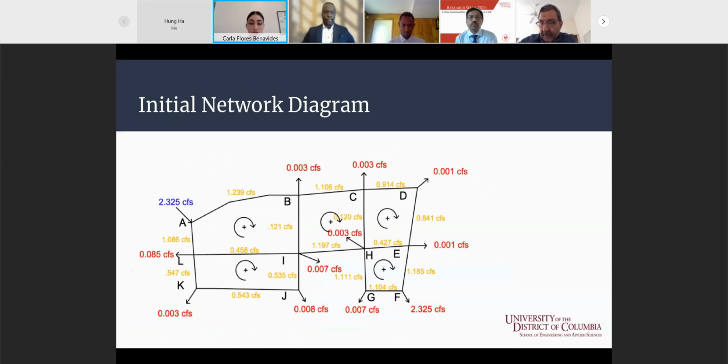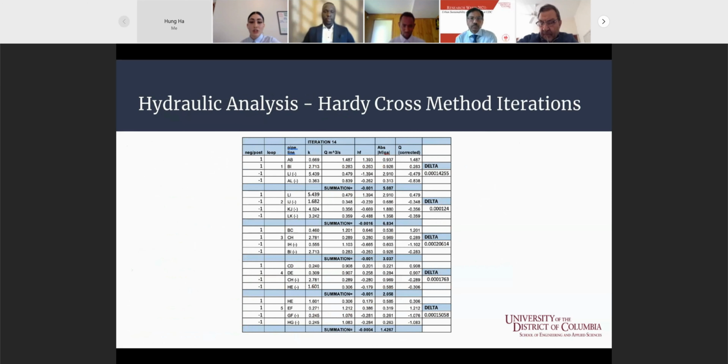In this initial network diagram, I basically have a summary of the calculations I spoke of. So once again, the inflow and outflow, and I have my discharges displayed in red, and I have my assumed flow in between pipes in yellow, which will be corrected during the hydraulic analysis. Next slide. So doing the Hardy Cross method, it took a total of 14 iterations in order to correct my flow values enough to an accurate point. I knew I reached an accurate enough point when all of my head losses were below 0.001. Next slide.